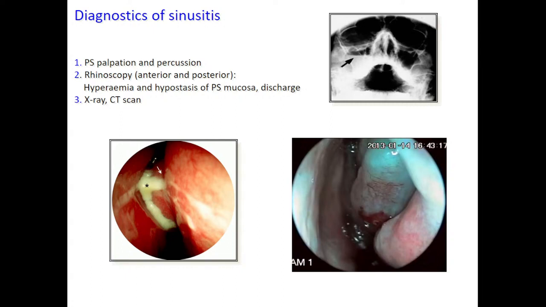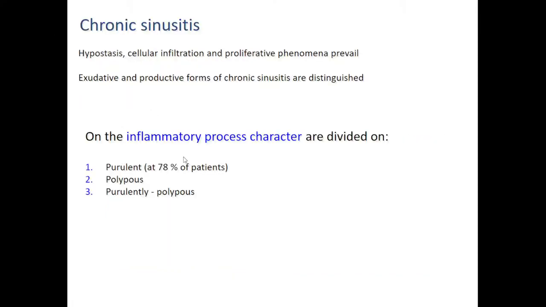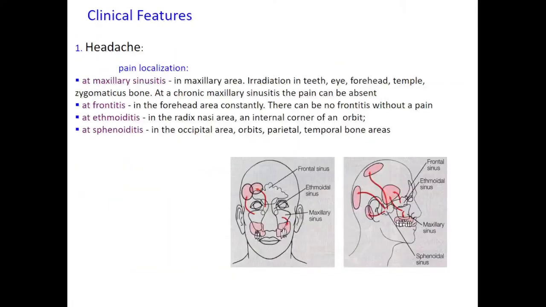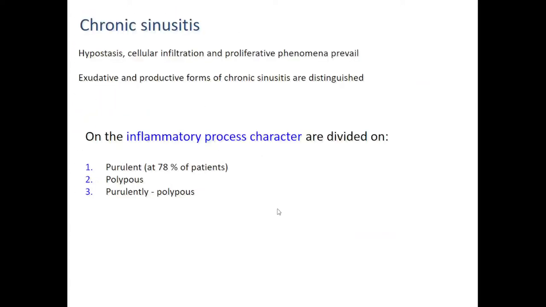After this, we do palpation and percussion. So in a case of frontal sinusitis, there will be pain on palpation of the first branch of the trigeminal nerve. In the case of maxillary sinusitis, there may be pain on palpation of the second branch of the trigeminal nerve, and there may be pain during percussion over these sinuses.